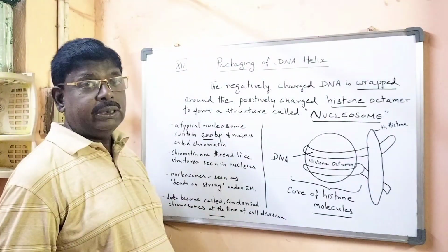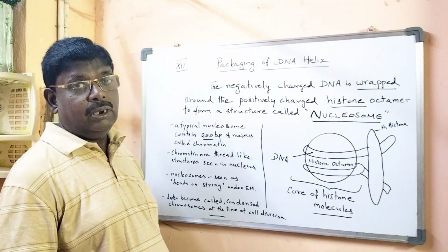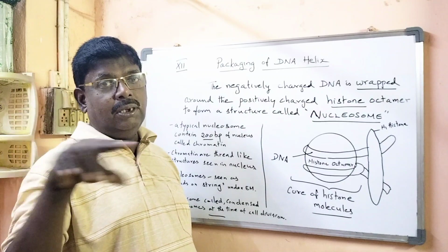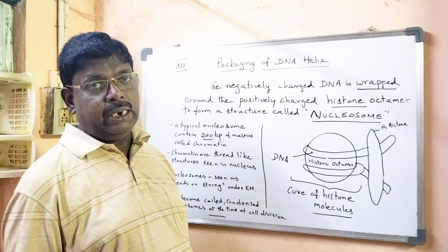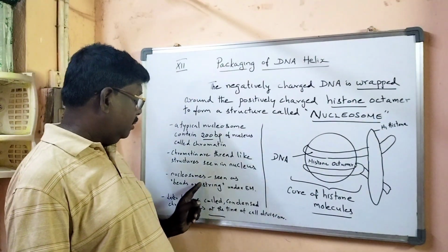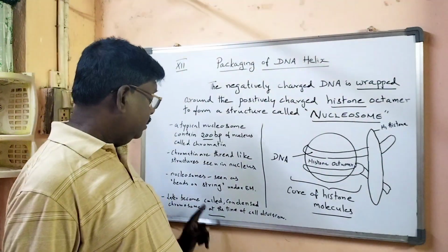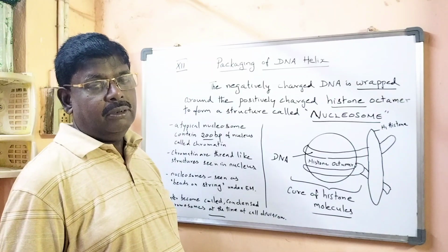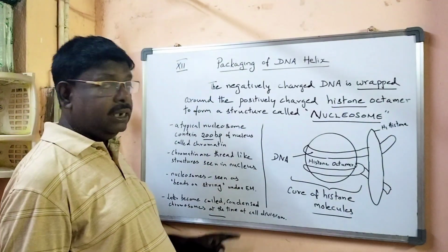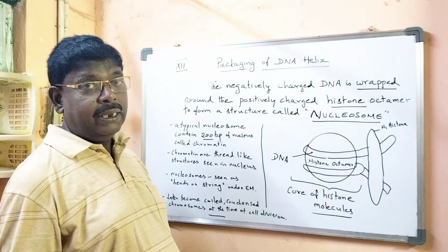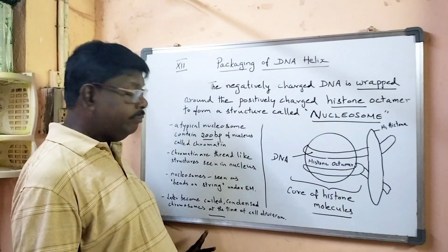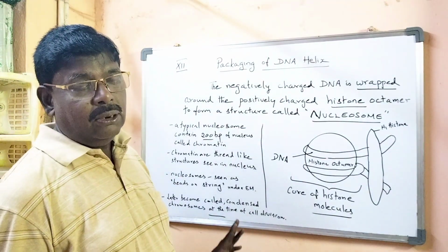Then chromatin, or thread-like structures. Again, refer to your nucleus diagram. When you draw the nucleus, you'll have a thread-like structure called chromatin. The chromatin will be seen as beads on a string under the electron microscope. That is how it will look in the nucleus.